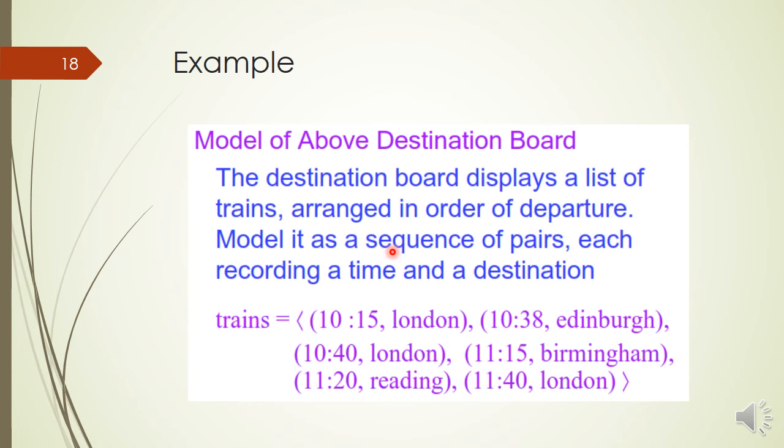So in order to model this sequence of pairs of the destination board, we can make a sequence with the name trains, and the ordered pair represents the time of departure and the destination station, and each ordered pair is basically a single element of the sequence, and in this sequence the trains are arranged in the order of departure.